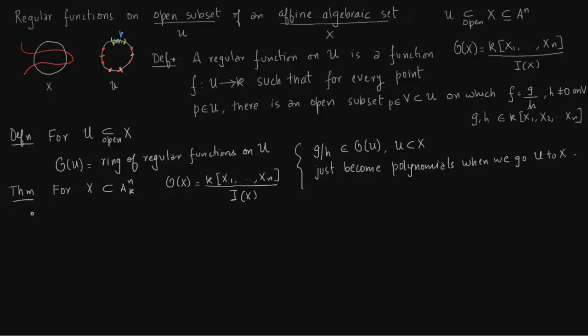The first example is you set your set U as the affine line minus 0, and X is the affine line, and our regular function is 1 by x. Notice that it is not defined on X, because it is not defined at 0. So the theorem is not applicable here, because the function is not even defined. If the function was defined, then it would become a polynomial. That is what the theorem means.